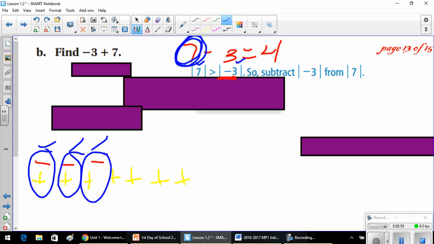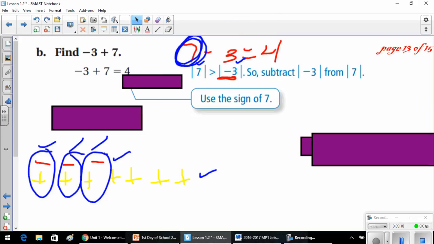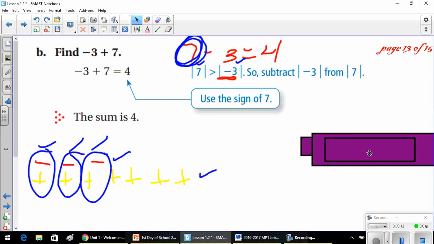If you look at the diagram, you notice I have more positives than I do negatives, so my solution has to be positive. Okay, I'm going to use the sign of 7. My final answer is 4.